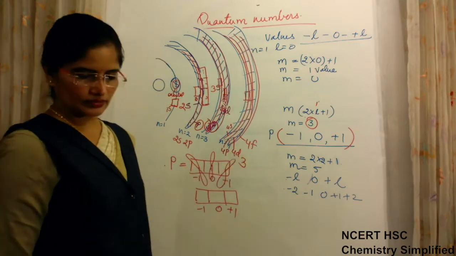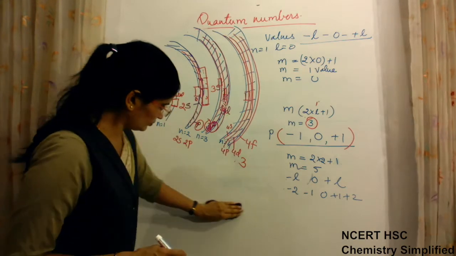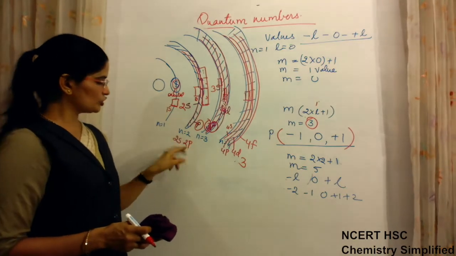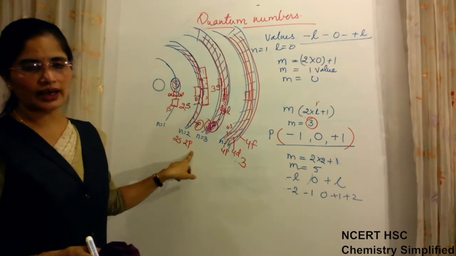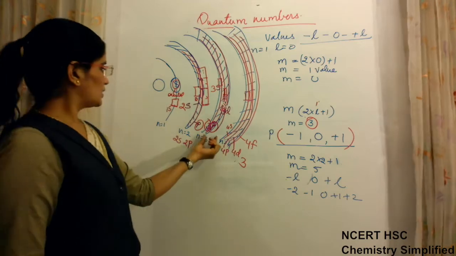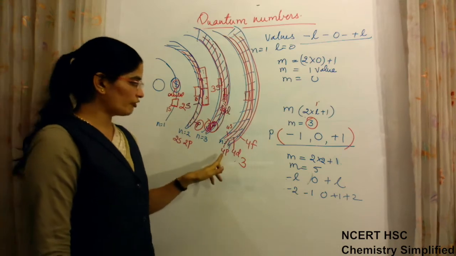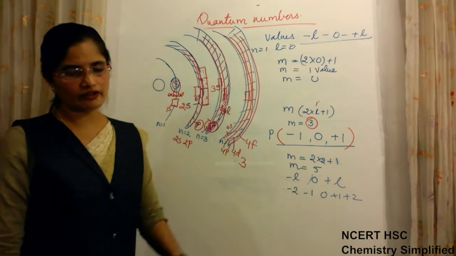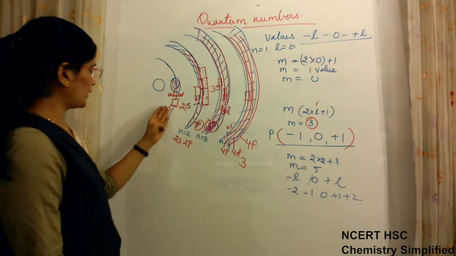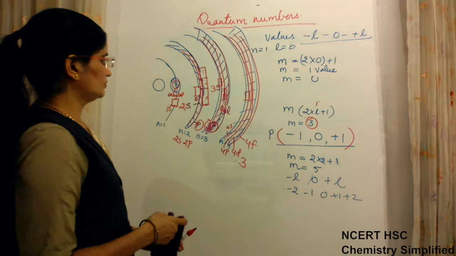When it comes to d, now we will talk about d. One more thing we have to remember: the first shell does not have p. The second shell has s and p, but it doesn't have d. The shell n equal to 3 has s, p and d, but it does not have f. The fourth shell has s, p, d and f, all 4. So this we have to remember. We cannot fill electrons in 1p. 1p does not exist, so we cannot put electrons in 1p. This we need to remember.